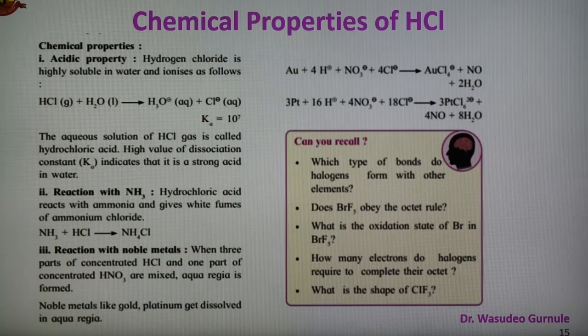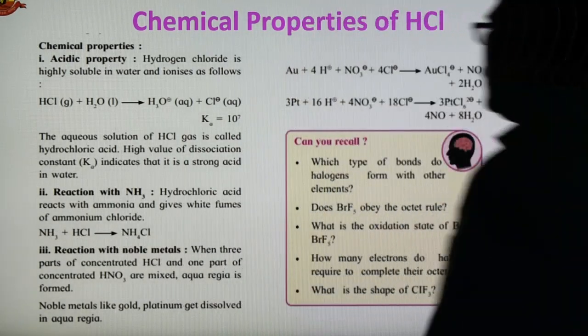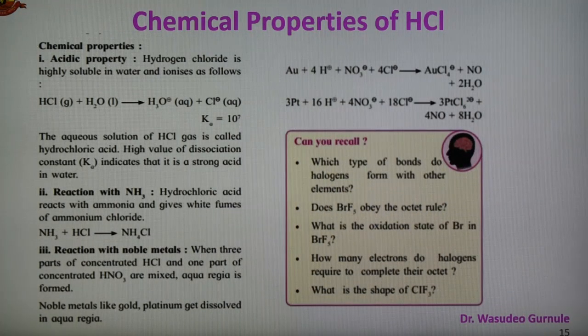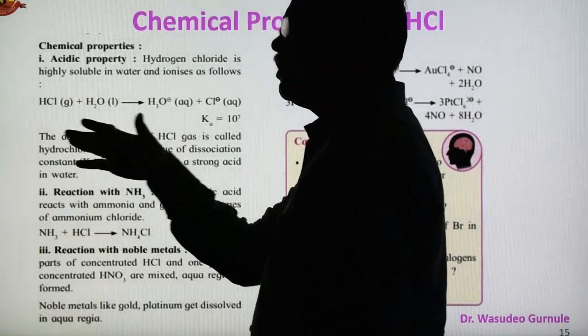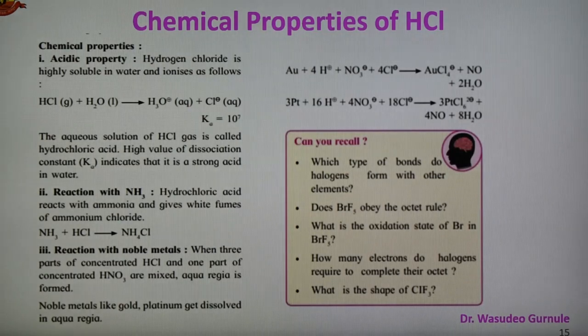Another reaction is that it also reacts with ammonia, forming ammonium chloride. So here ammonia reacts with HCl forming the ammonium chloride compound, and this is also a test for ammonia. If you dip a glass rod in HCl and put it on a test tube containing ammonia, when we are heating it, fumes come. If white fumes are coming, ammonia is there. So to test whether ammonia is evolved or not, we can test with HCl. When ammonia and HCl react, white fumes of ammonium chloride form. This is an important reaction of HCl.